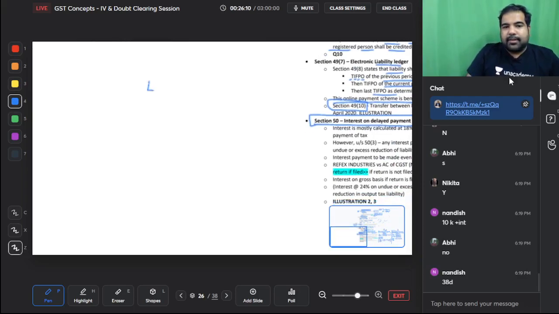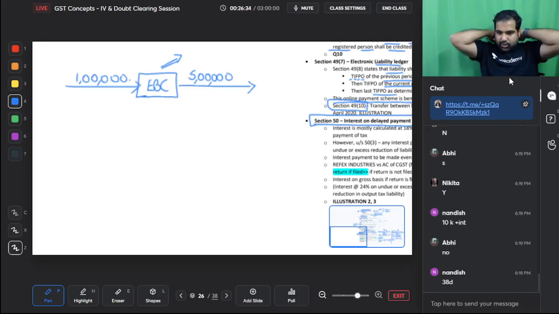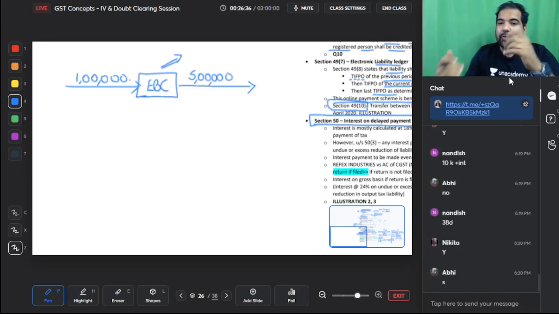But guys, last thing in credit. Electric Bike Company has made supplies on which the GST payable is 5 lakh rupees. They need to pay 5 lakh to the government. This month they have not purchased much, so their credit is only 1 lakh rupees. So guys, will they have to pay 4 lakh in cash? Yes, but they don't have 4 lakhs in cash.